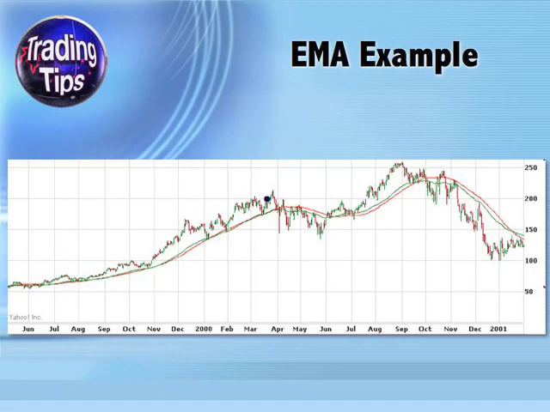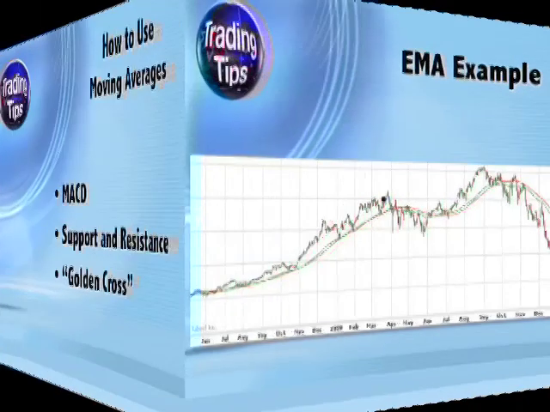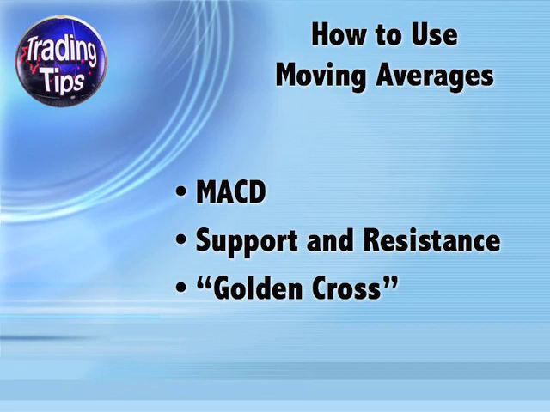Of course, the differences between SMA and EMA are very subtle, as this stock chart shows. Here I have the SMA in red with the EMA in green. There isn't a whole lot of difference. Of course, we're using a 50-day moving average here. The difference would be more pronounced if we were using a shorter time frame. Let's look at some other ways to use moving averages.